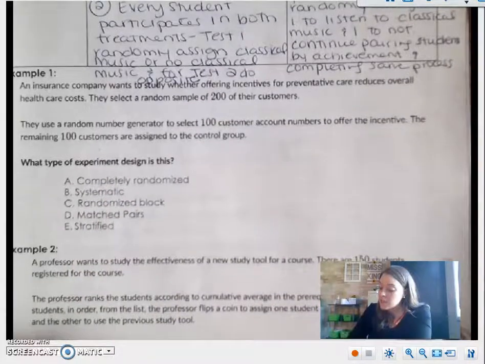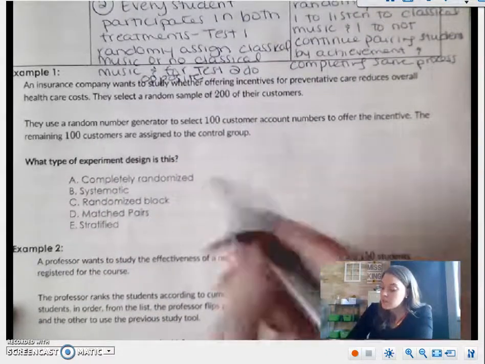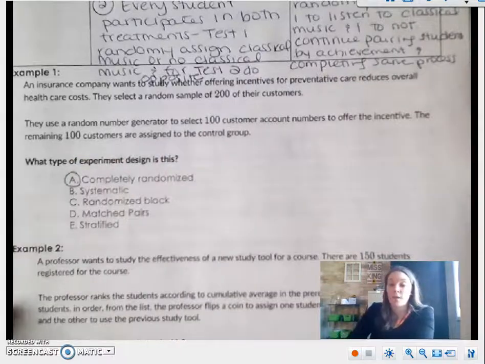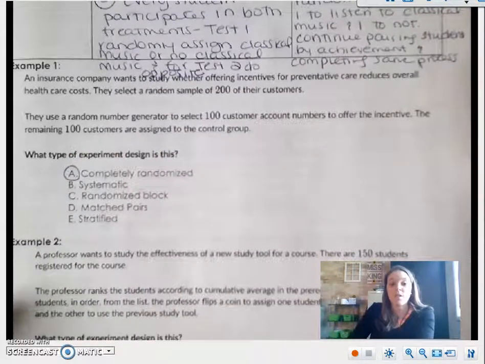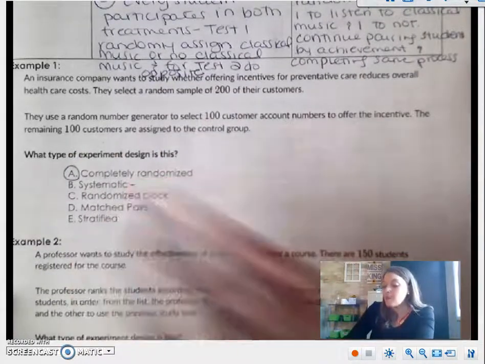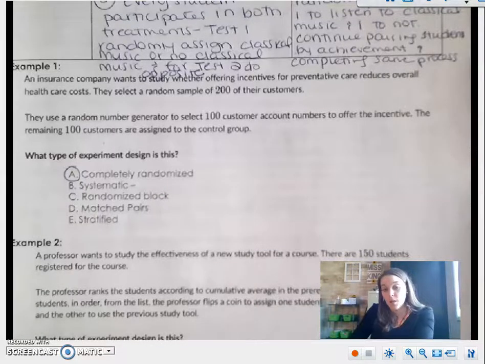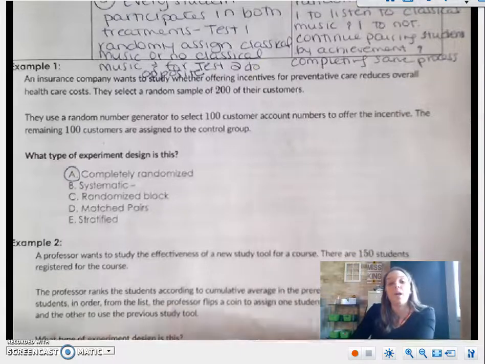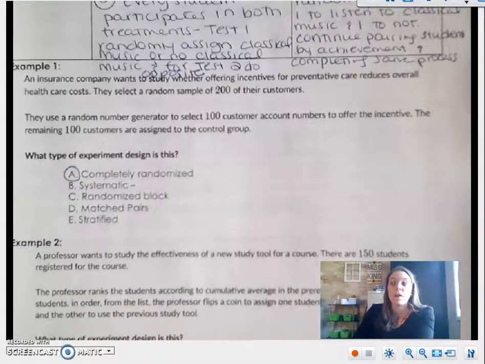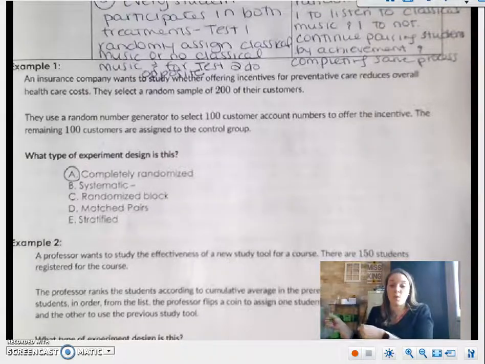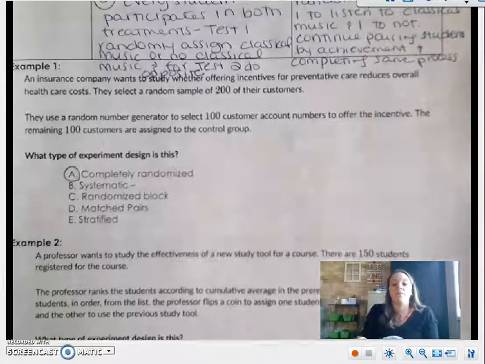So this is a completely randomized experiment. The reason why it's not systematic would be using a number generator to pick a number. So we will assign all of our 100 customers a number 1 through 100. Then we will randomly pick a number. So say we picked the number 4. Then we would pull every 4th person would be for one control group.